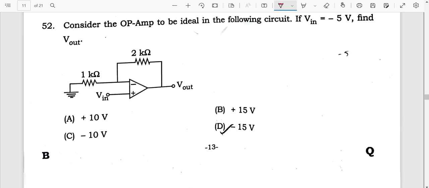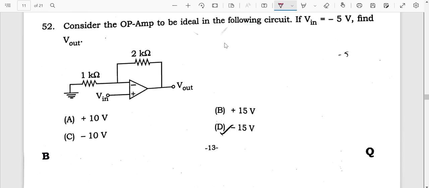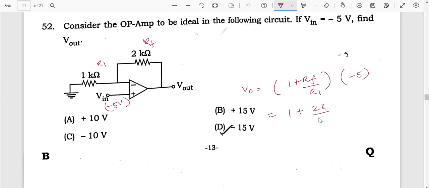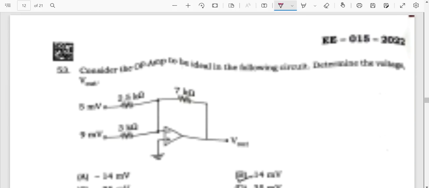Next one. Consider the op amp to be ideal in the following circuit. If the input voltage is minus 5 volts here, okay, so it's a non-inverting type amplifier. So V naught is equal to 1 plus RF by R1, into the input voltage, minus 5 volts here. So 1 plus 2 kilo ohms divided by 1 kilo ohm, into minus 5. So it is 3 divided by 1 into minus 5. It's minus 15 volts is the output voltage. So simple questions are asked in this paper. Okay, this paper is not that tough.